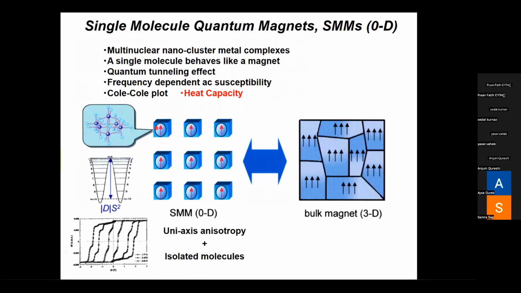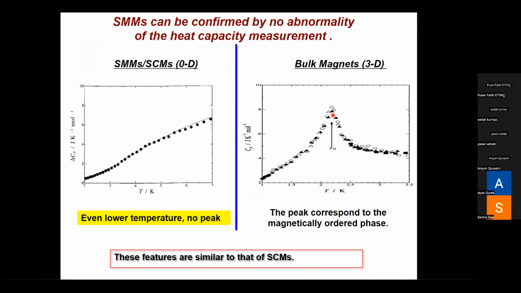Heat capacity is a very powerful method to check the ordering. In the antiferromagnet with 3-dimensional ordering, at the Néel point, very sharp peaks are observed in the heat capacity. This is evidence of 3-dimensional ordering. However, in the single molecule magnet, there is no intermolecular interaction, it is 0-dimensional, no ordering, no peak, perfectly different from the classical magnet. The single molecule magnet is the so-called 21st century new magnet.